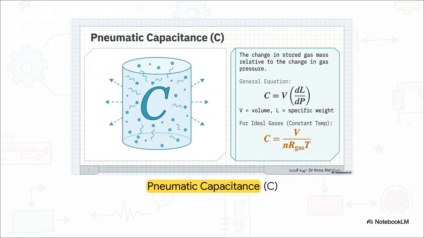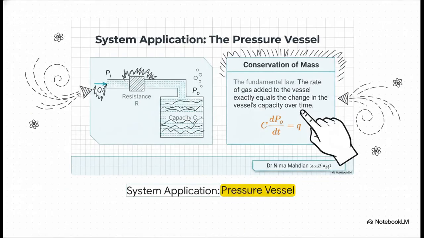Just like in thermal systems, pneumatics also have capacitance. Here, pneumatic capacitance is the change in stored gas mass relative to the change in gas pressure. The general equation involves volume, V, and specific weight. However, for ideal gases, where temperature is strictly constant, C simply becomes the volume divided by the gas constant times temperature. Once again, it's really all about how much stuff, in this case gas, a container can hold before the pressure spikes.